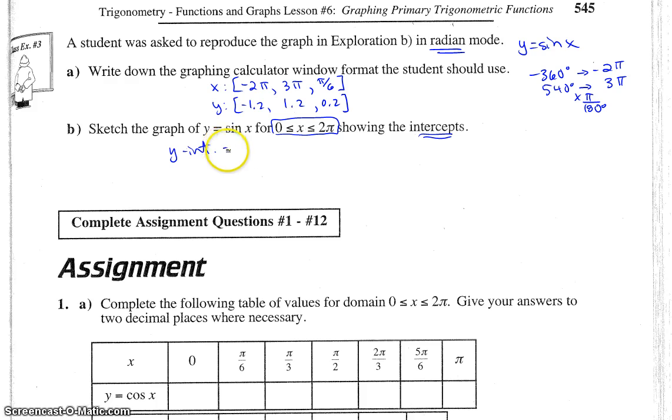Okay, so let's write down those intercepts. The y-intercept is going to be 0. For our x-intercept, let's see if we can come up with that generically. It seemed to be happening at every pi. So to write that we would go pi times n, where n is an element of the integers. That way we're getting every pi as our x-intercepts.